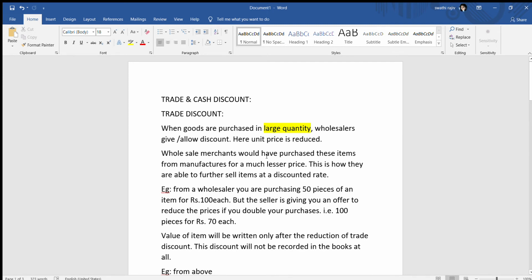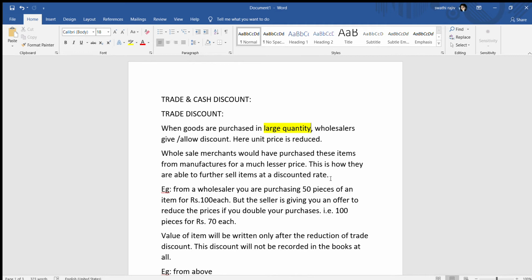These wholesale merchants who are ready to give you goods at a lesser price would have purchased these items from manufacturers, or from someone else, for a much lesser price than what they are offering you. So that is the reason why they are able to sell the items further at a very discounted rate. This is how trade works.